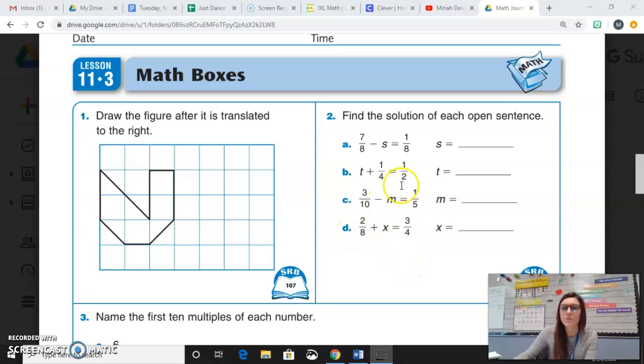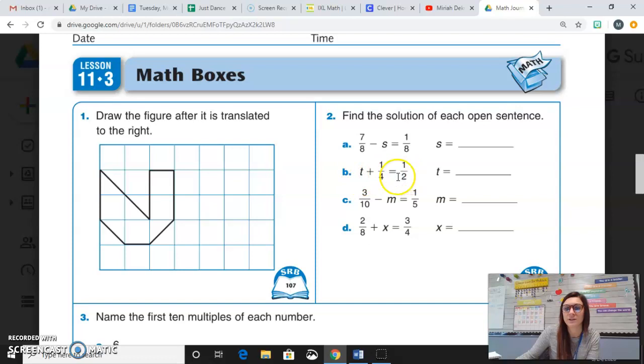For number 2, remember your denominators, your bottom numbers of your fraction, need to be the same number. If they're not, then you're going to need to change them to make sure that they're the same in order to solve your problem. So for 2, letter A, you have 7/8 minus S equals 1/8. You're figuring out what S is. So I know that 7 minus 6 equals 1. So S is going to equal 6/8 because 7/8 minus 6/8 equals 1/8.